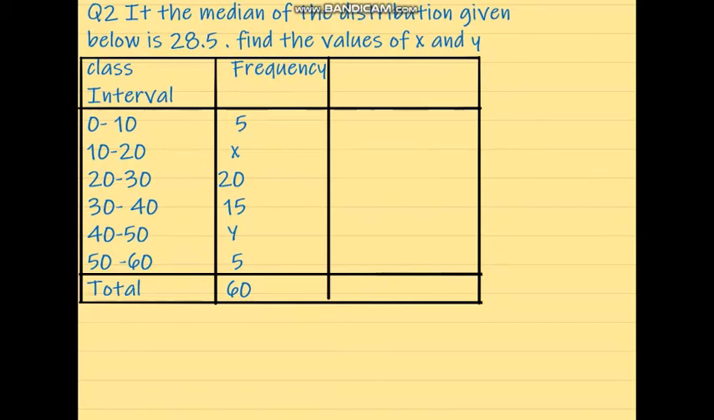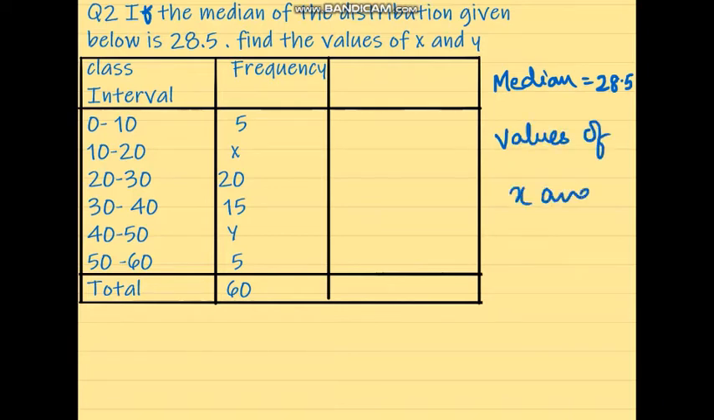If the median of the distribution given below is 28.5, find the values of x and y. See children, the median is given: 28.5. You have to find the values of x and y. Since you have to find the median, you have to find the cumulative frequency.